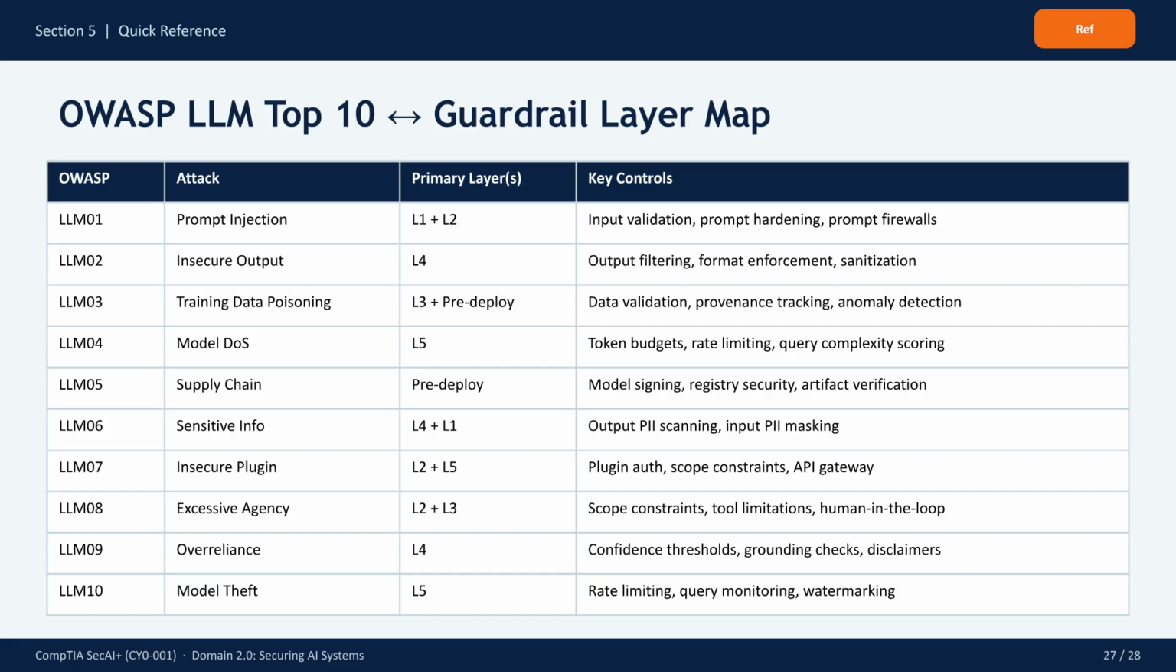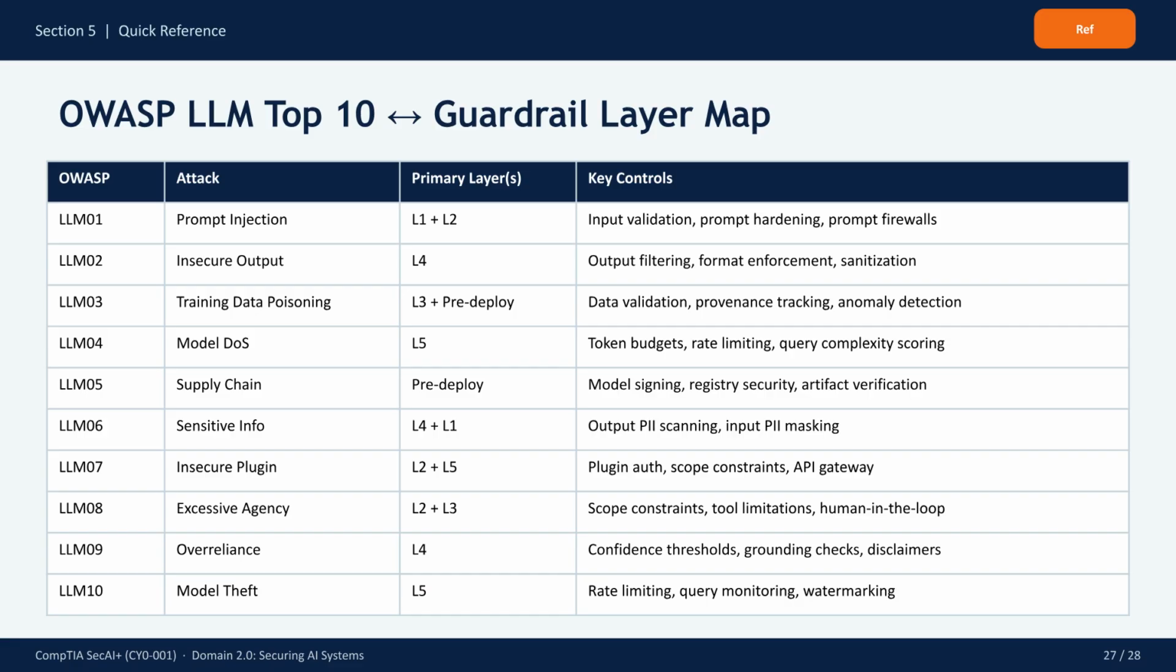This reference slide maps every OWASP LLM Top 10 category to its primary guardrail layer and key controls. This is the complete map that ties together everything from Sections 3, 4, and 5. LLM01, prompt injection, is defended at layers 1 and 2, with input validation, prompt hardening, and prompt firewalls. LLM02, insecure output handling, is defended at layer 4 with output filtering and format enforcement.